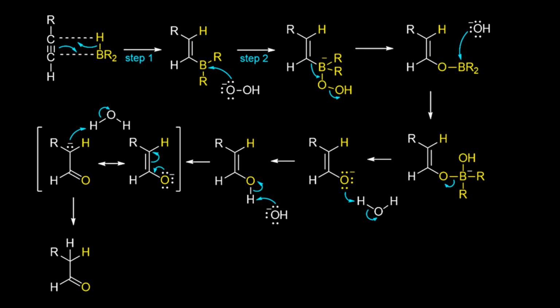But the enol isn't stable. It quickly rearranges through tautomerization. The electrons on the OH group shift over, the double bond moves, and we end up with a carbonyl compound. So overall, this is a smooth and efficient transformation, taking a triple bond and converting it into a carbonyl group, with full control over where the oxygen ends up.